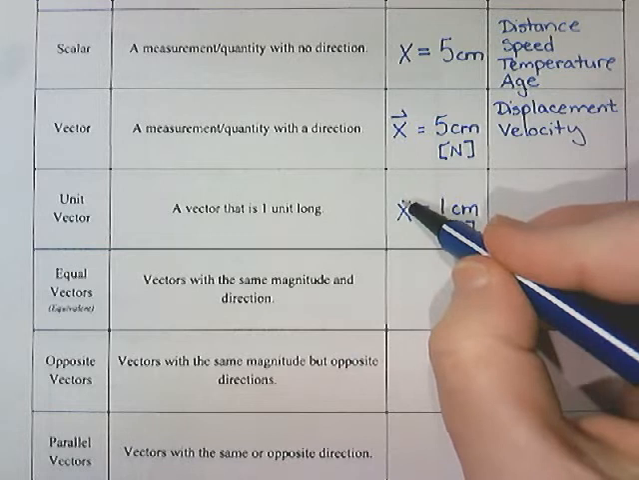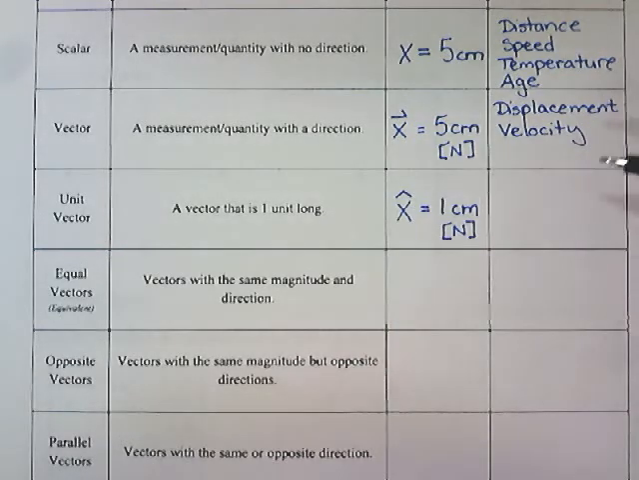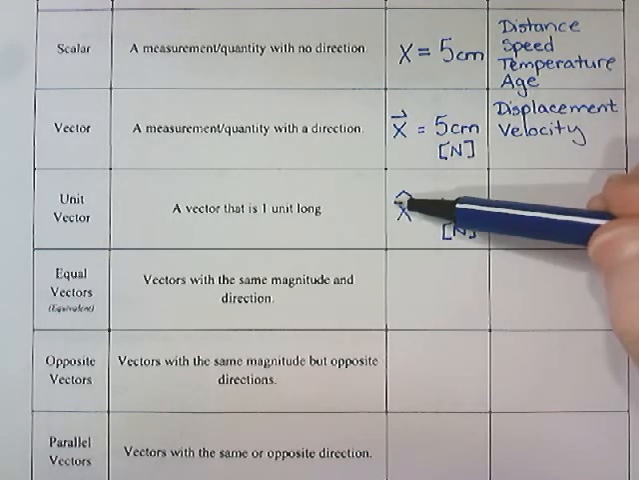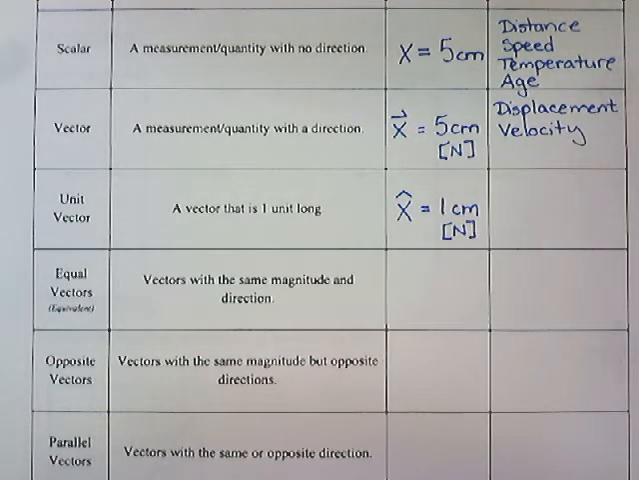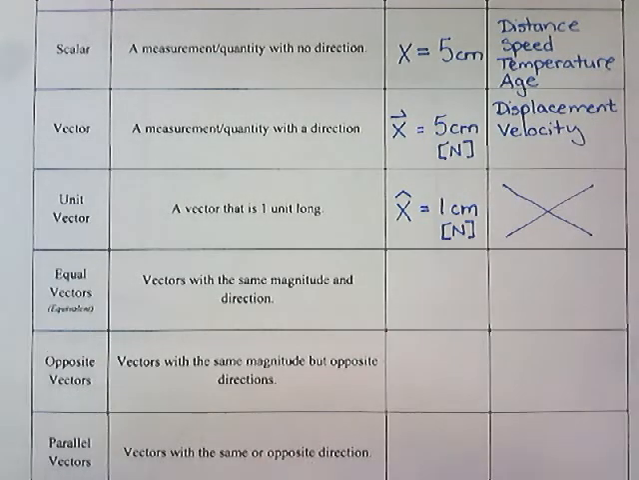To show that it's a unit vector, we put a little, it looks like a circumflex, or we've talked about it on your calculator. It's a caret. Right? It's just that weird little up arrow on the top, kind of like it has a roof. And then I'm not really going to give an example. It's just something that is 1 unit long.